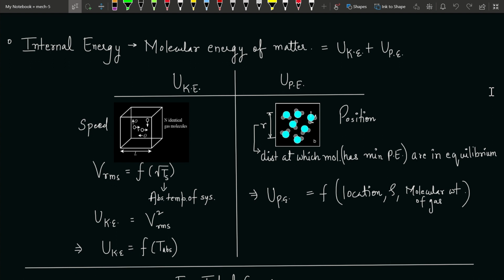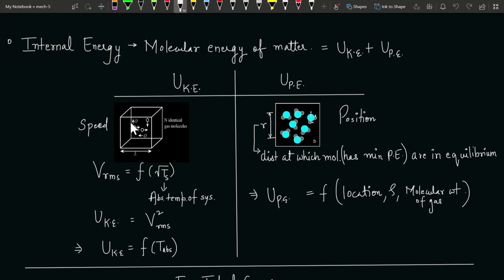These two things are there, on the basis of which you can say that my system or my body or my substance or my matter contains some internal energy. Now this internal energy can also be written as the sum of internal energy due to kinetic energy plus internal energy due to potential energy. Now what is this kinetic internal energy?